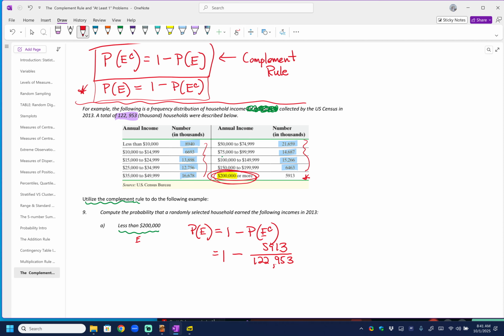So what does that look like? Well, if I do the calculations for this, I'm going to get approximately 0.9519 as my probability. If you get into the habit of using this rule, rather than doing a whole lot of extra work, it can really be beneficial for you.